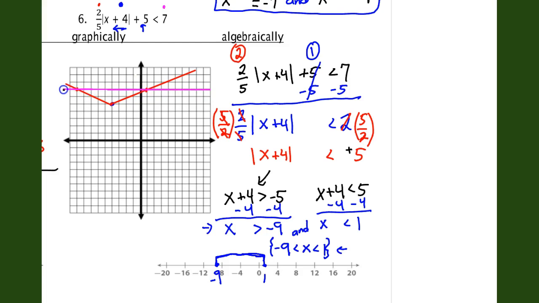There we go, right here. So we can see that we predicted that the answer is all the values between -9 and 1. And then here on the graph, if we go to our x-axis, and here's -9, right? And here's one of the intersections, and here's +1, where the other intersection is. And you can see this graph, the absolute value graph, is below or less than 7 for all the values between -9 and 1. So we'll get the same answer either way.